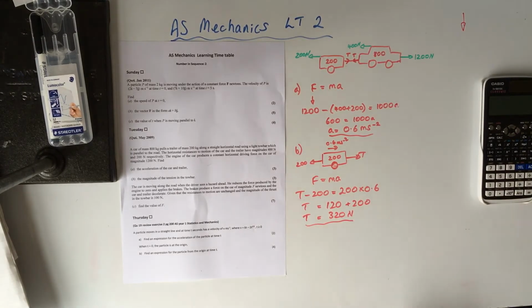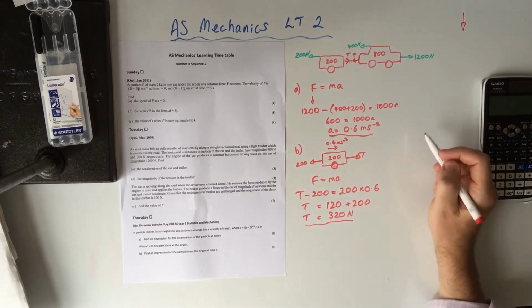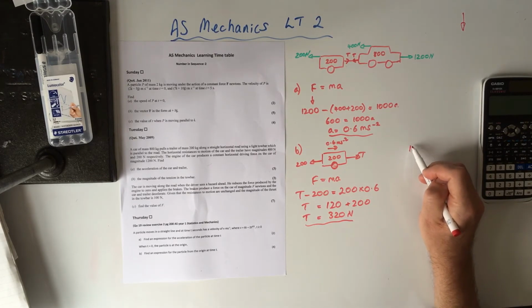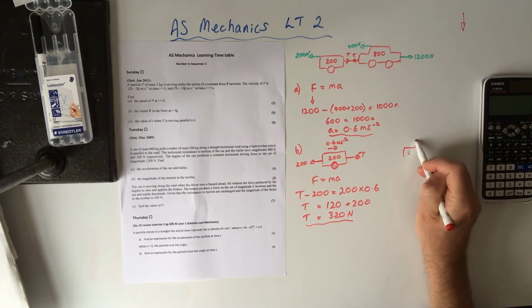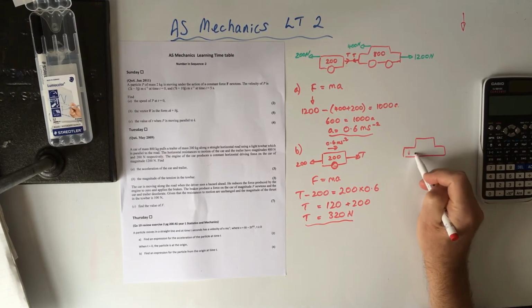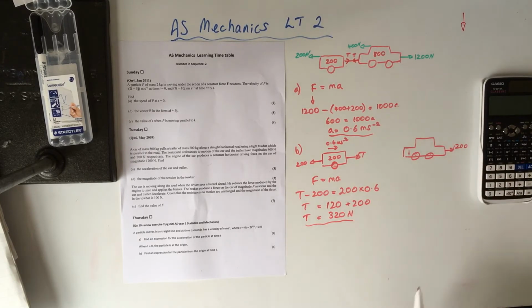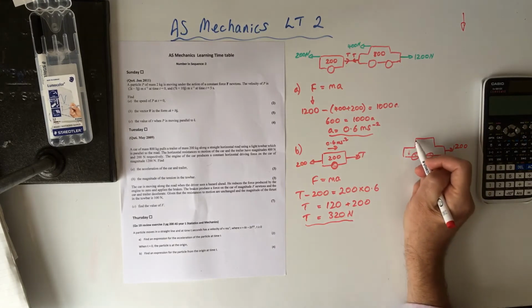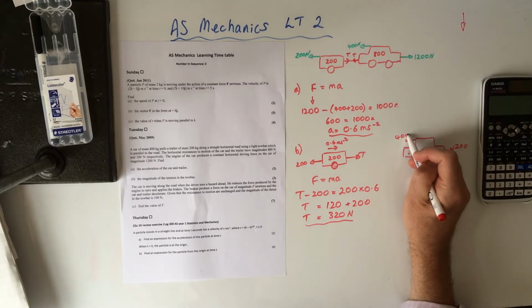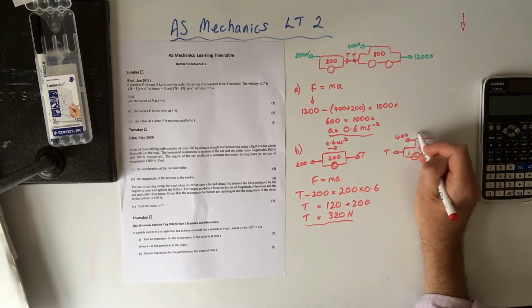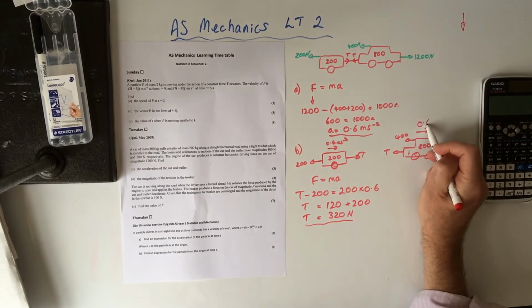Okay, I could have done it with the car. If I'd done the car, I'll do it here for you, and it would work out the same. There's the car, we've got 1200 newtons pulling it, just checking that fits in, does it? Yeah, just. We've got 400 acting that way, and we've got the tension acting that way, and it weighs 800, and it's accelerating at 0.6.